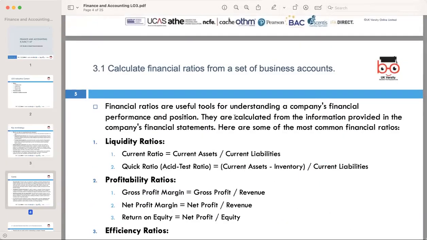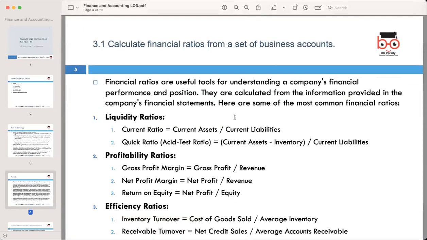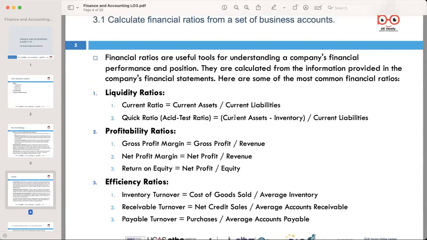So, calculate financial ratios from a set of business accounts. Financial ratios are a useful tool for understanding a company's financial performance and position, as we discussed. They are calculated from the information provided in the company's financial statements.